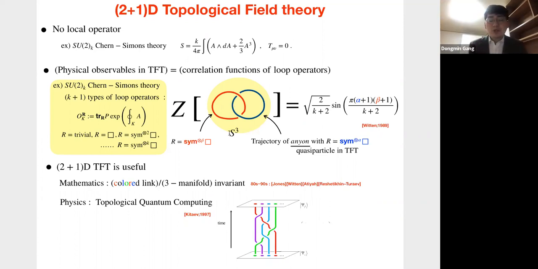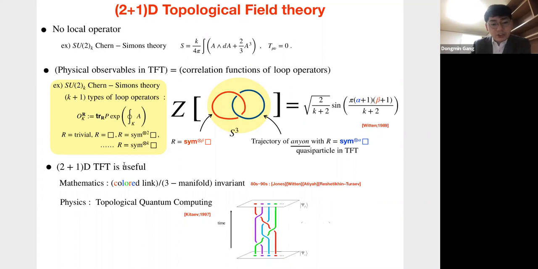If you want to solve the topological field theory, you choose an arbitrary three-manifold and an arbitrary combination of loop operators, and if you compute this correlation function, then you can say that you have completely solved this topological field theory. So this is a basic topological field theory.